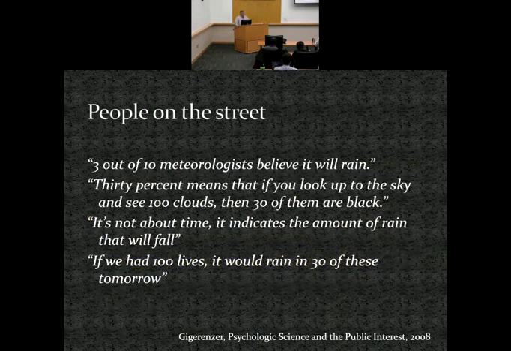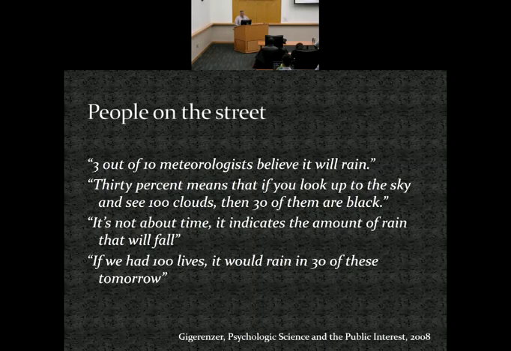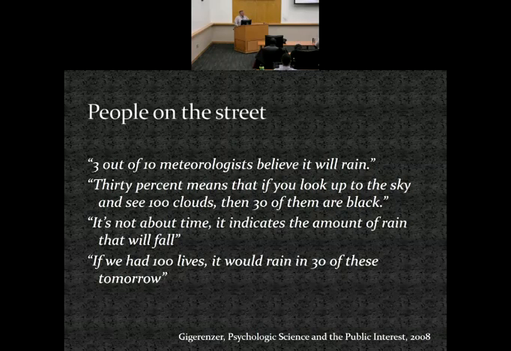And they put some of the comments that people said in the paper too that were pretty interesting. 3 out of 10 meteorologists believe it will rain. 30% means if you look up at the sky and see 100 clouds and 30 of them are black. It's not about time. It indicates the amount of rain that will fall. Or I like this last one because I think it's also right. If we had 100 lives, it would rain in 30 of these tomorrow. But it highlights the challenge that we have as humans thinking about statistics and probability and what do those things mean.